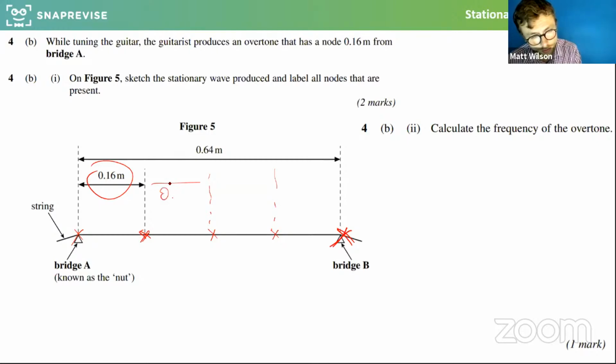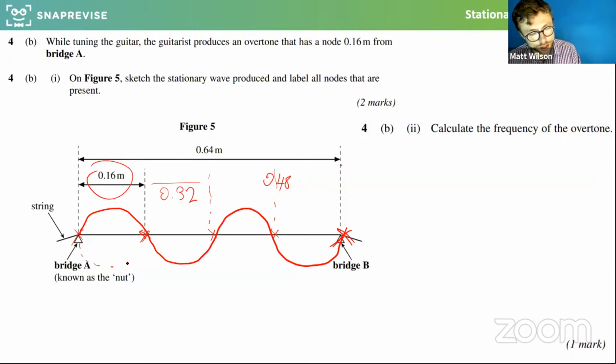0.32, good. Then we add another 0.16 to get 0.48, good, and then 0.64 at the end. Okay, so this is going to be the setup, and we just have to fit a wave on top of it now. So we can draw this, and then we'll draw the other bit of the stationary wave as well. So this is just a classic way of drawing a stationary wave. Okay, for b(i), label all the nodes that are present. Yeah, we've done that, okay.